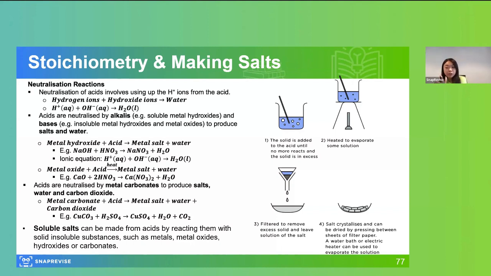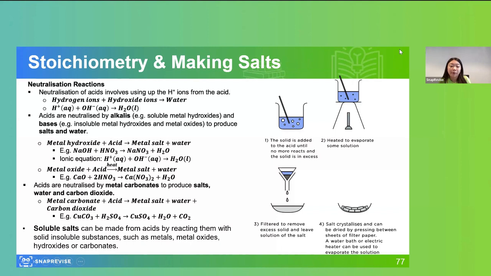And within this topic, you also have the practical of soluble salts. So how soluble salts are made, essentially, they can be made from acids. And as I said, you can react them with any insoluble substance: metals, metal oxides, metal hydroxides, or carbonates. Now, the diagram on the right shows you the practical that you need to know extremely well, step by step, and why you do each step, so that you'll be able to answer some of the questions you'll get in the exam. Because this practical is about producing soluble salts.